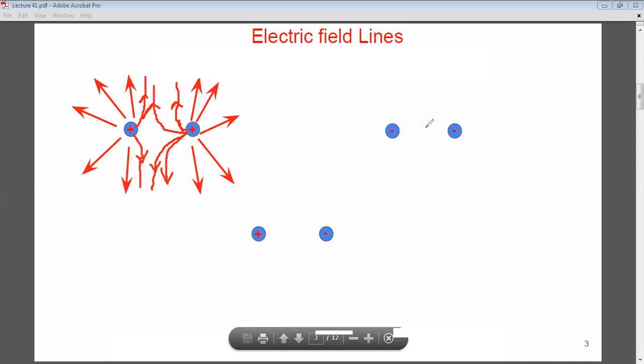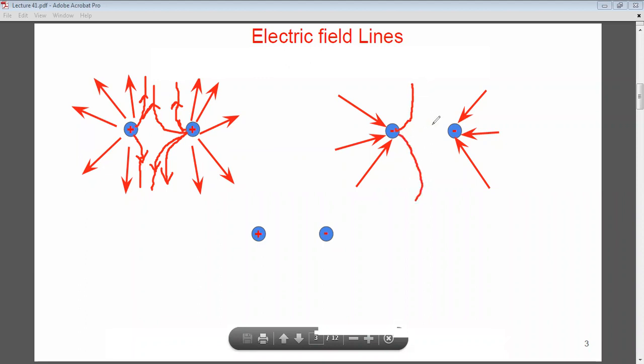The same thing happens when we have two negative charges. The only difference is that they will be inward, inward, inward, and then in the vicinity of the second charge, it will be like this. Inward like this, and inward like this.